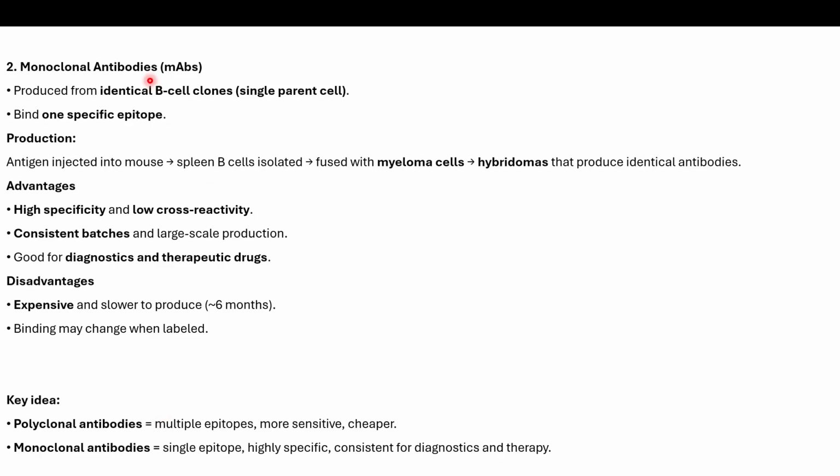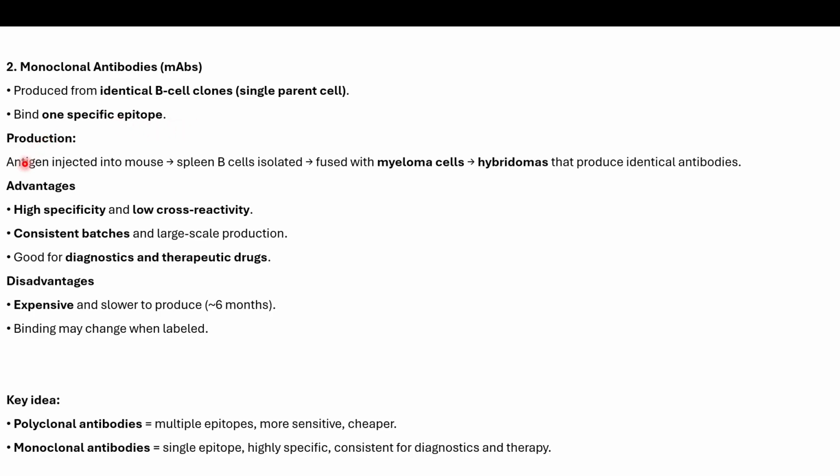Now, if we talk about monoclonal antibodies or MABs, these are produced from identical B cell clones or a single parent cell, and it can bind to only one specific epitope or one specific region on the antigen. Okay. So, how is it produced?